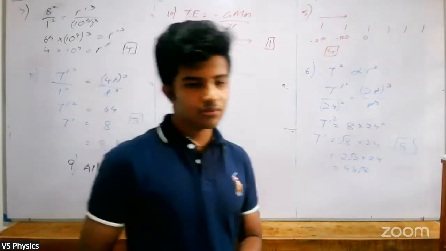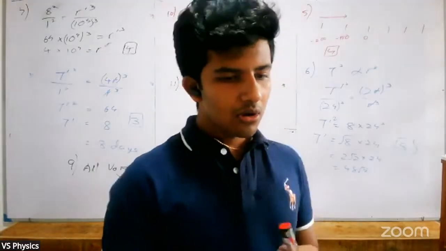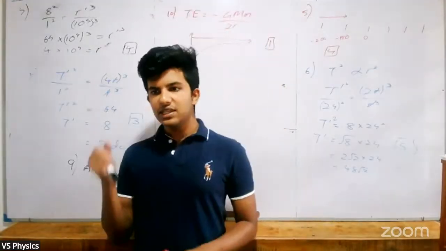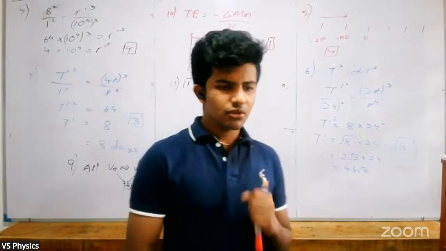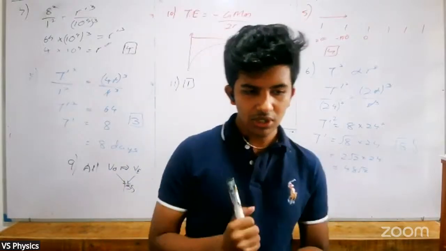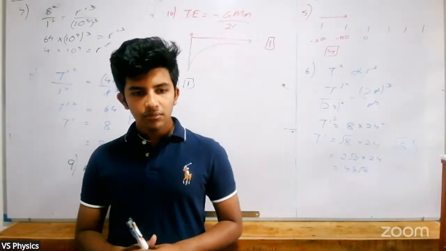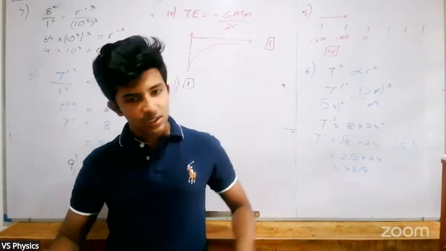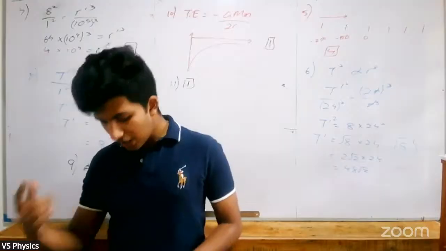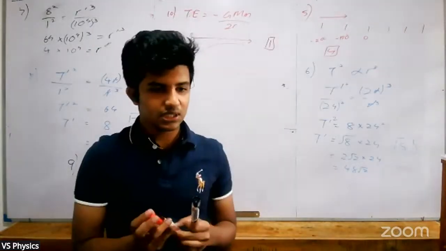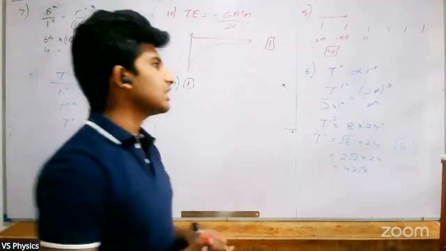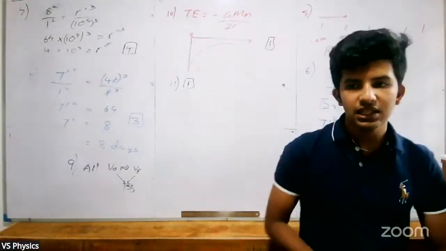Second one, potential energy is not equal to minus kinetic energy. No, wrong. Third one is also wrong. Fourth, kinetic energy is 2 times the gravitational potential energy. That is also wrong. It is half times the gravitational potential energy. Finally, kinetic energy is not equal to potential energy. Again, that is also wrong.